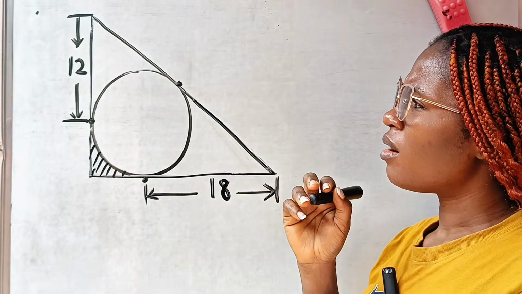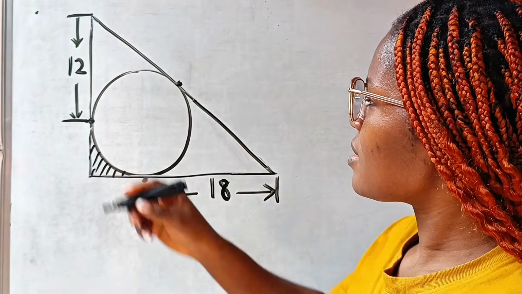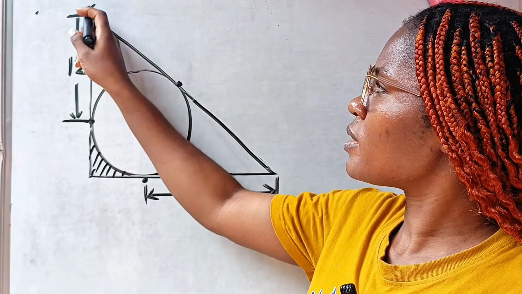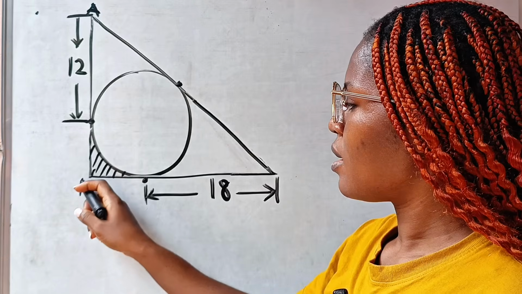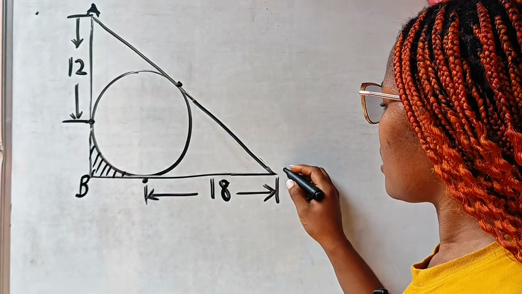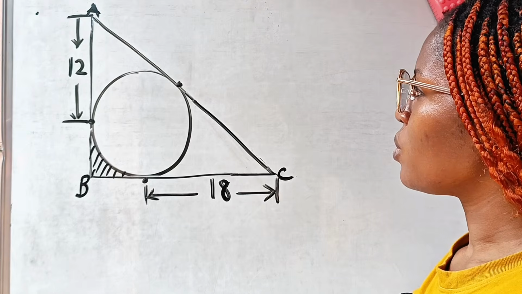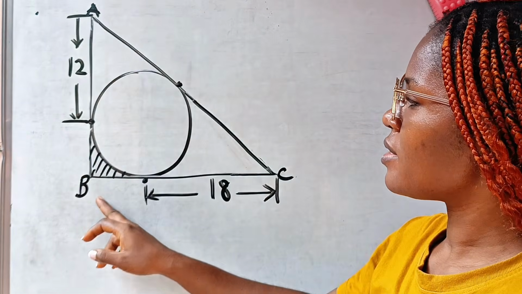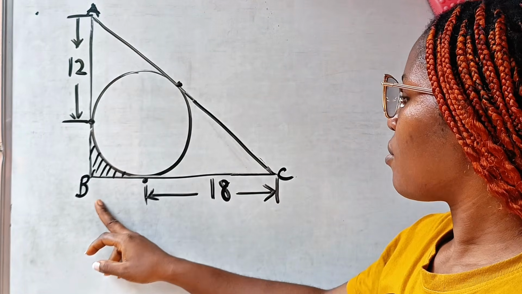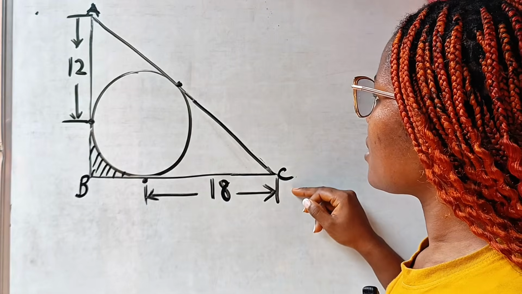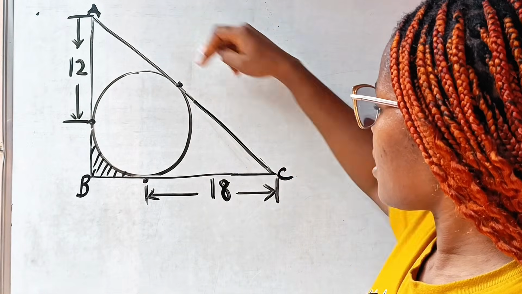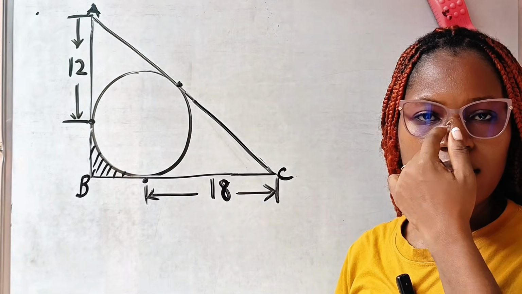First of all, you can see that let's call this point A, this point B, and this point C. So you can see that AB is a tangent, BC is a tangent, and AC is also a tangent.